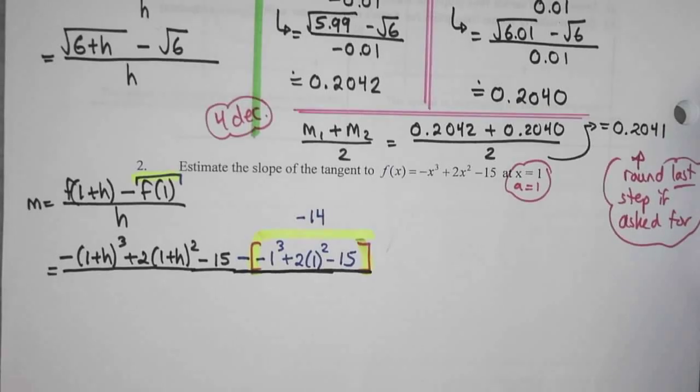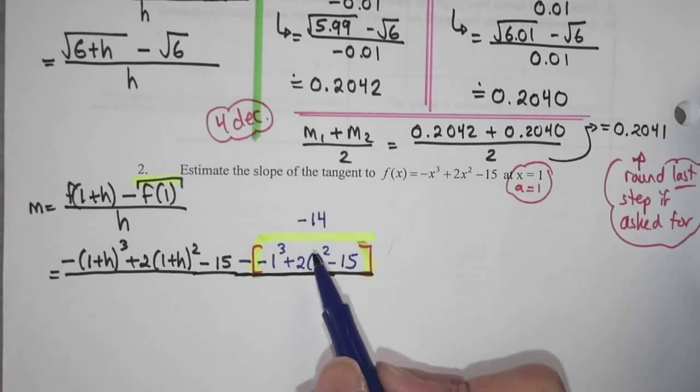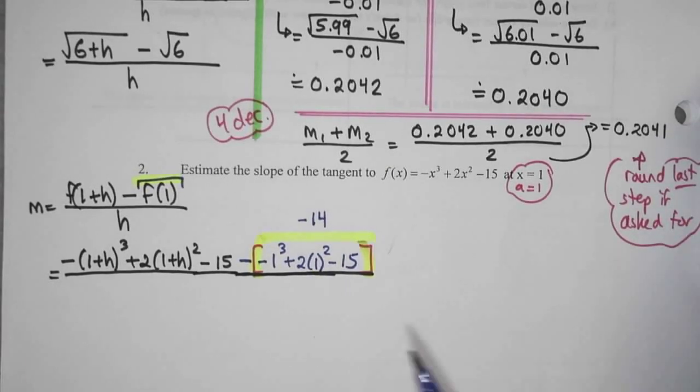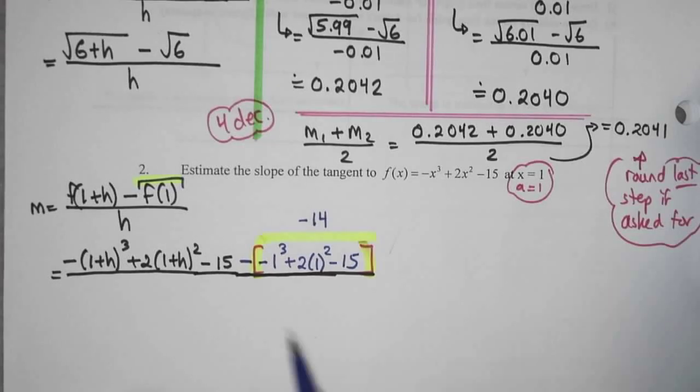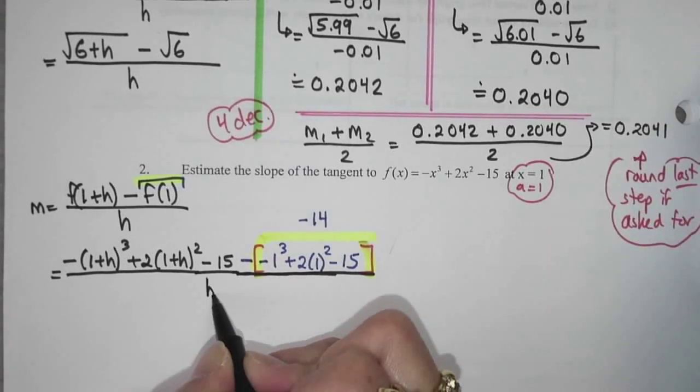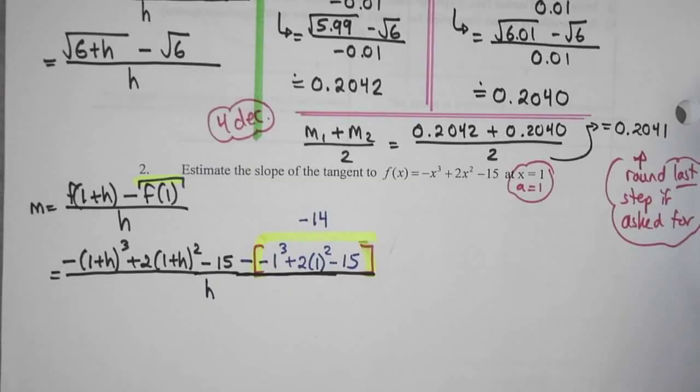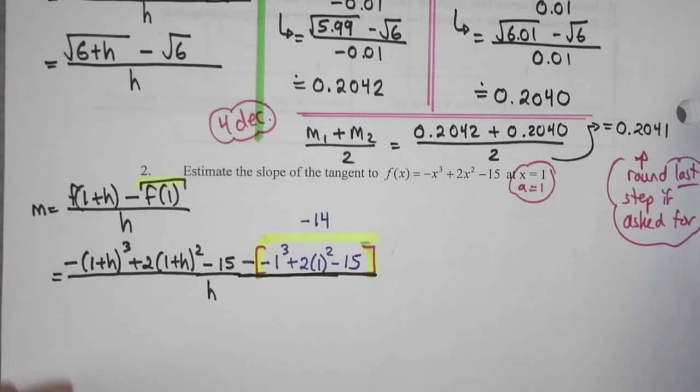Don't go faster than that because then I can't follow, right? But if you put the negative 14 in that bracket instead of the big bracket, that's okay. So don't do fewer steps than that. I can't follow. Okay, then I'm going to simplify a bit.